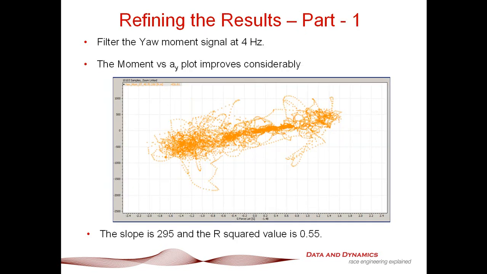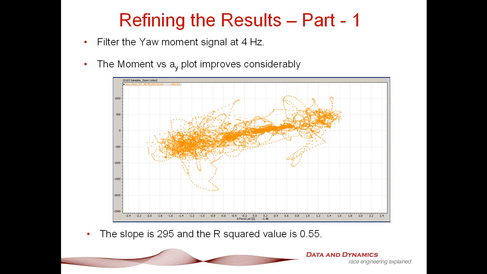So to refine our results, the first step in this process is to filter the yaw moment signal at 4 Hertz. The reason that we're going to filter the yaw moment signal at 4 Hertz is that most of what the driver is going to feel through his pants is going to happen between the 0 to 5 Hertz frequency range.